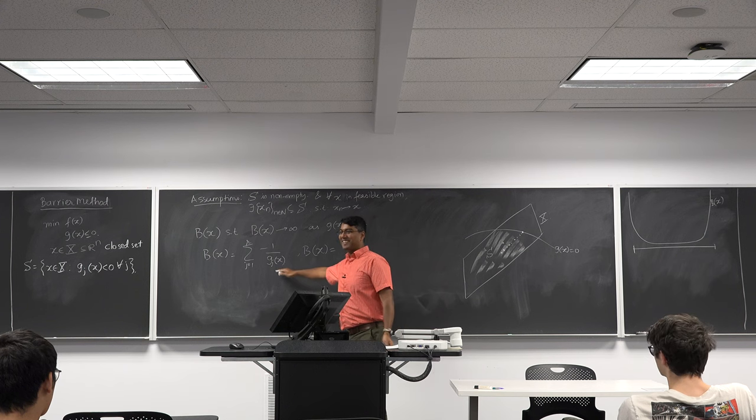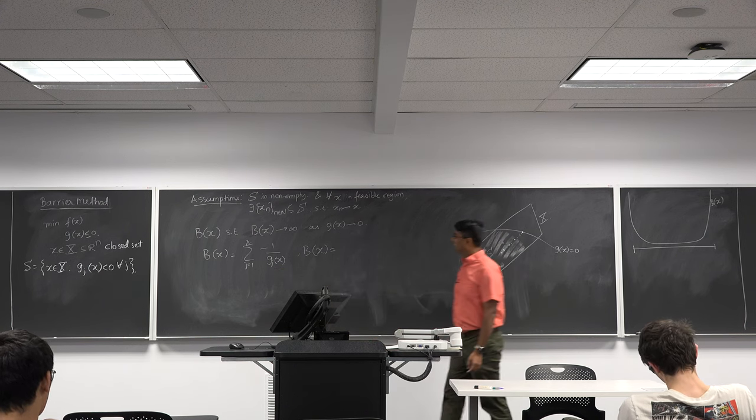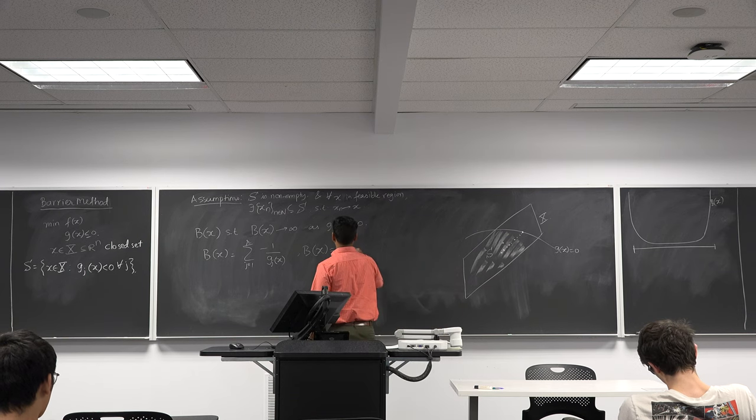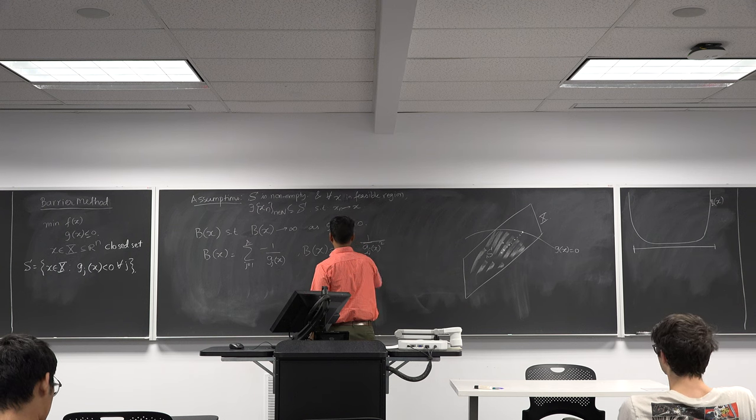One over g_x squared. Okay, now you will take all the exponents of g_j. Right. Okay, one over g_j of x squared. Perfect. This will also work. So you don't have to have a negative sign.